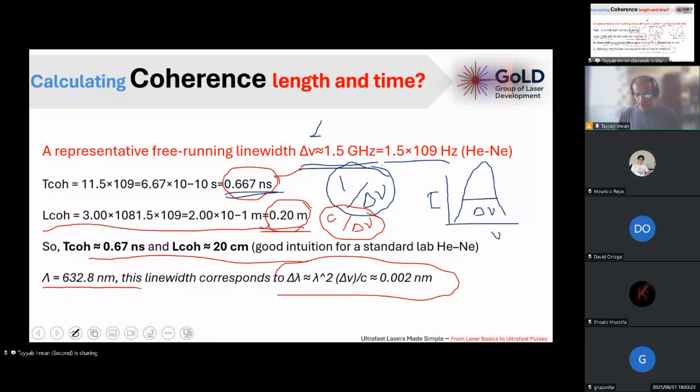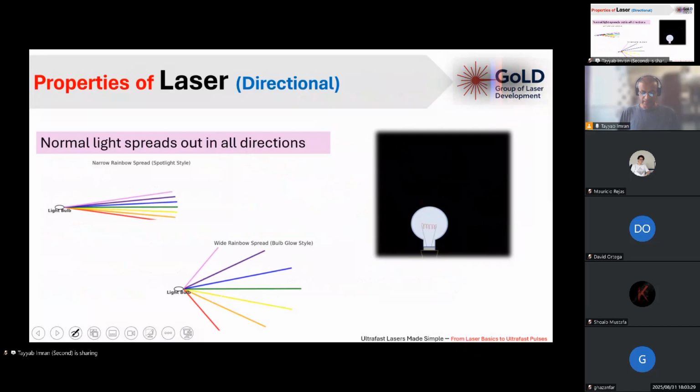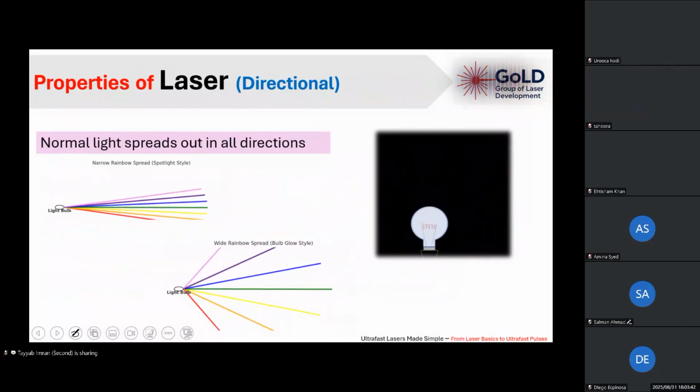Okay, so now we'll move to the next property. This next property is directional. So, directional. How many people are there? Let me see first.